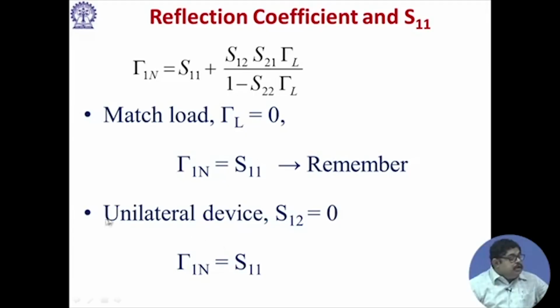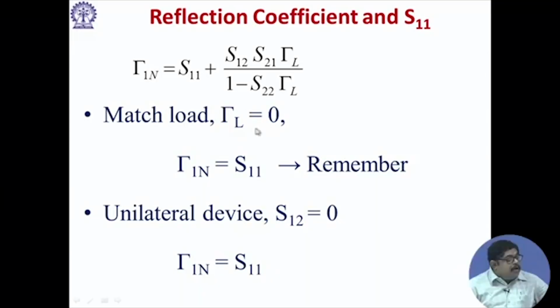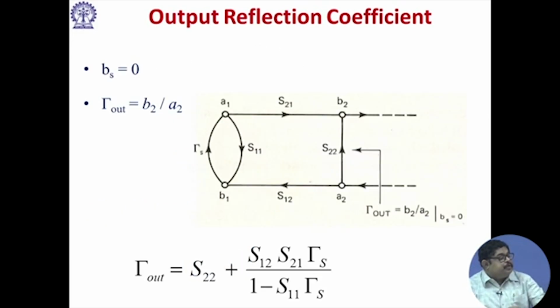Also for a unilateral device, that means if there is no path from 2 to 1, you can also get gamma in equal to S11. Basically, a match load makes gamma L equal to 0, which makes this path 0, but there are also some devices whose S parameter is such that S12 is 0. In that case also you get that gamma in is S11.